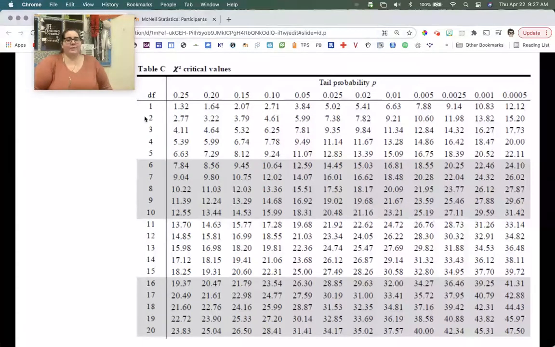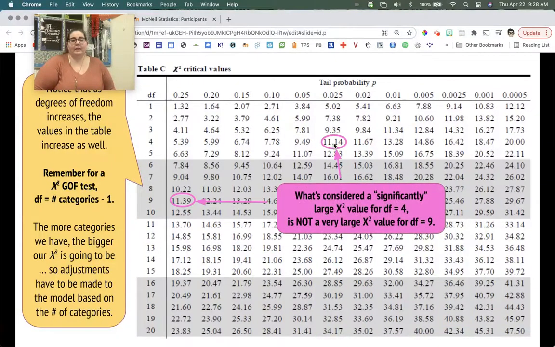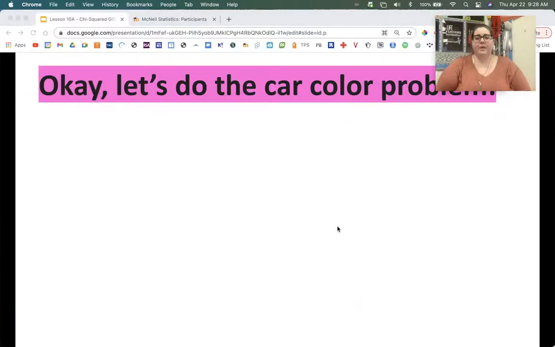But notice that as we go down the table in degrees of freedom, the numbers in this table get bigger and bigger, because again, if there are more categories, we expect the differences to be bigger, or the chi-squared value to be bigger, because we're adding together more numbers. Notice that 11 is a 0.025 probability. That's pretty significant for degrees of freedom 4, but 11 for degrees of freedom 9 has a probability of 0.25. So that's not that unlikely. What's significant for a smaller number of categories is not necessarily the same. That's why we use the table, and that's why we use degrees of freedom, because there are differences.